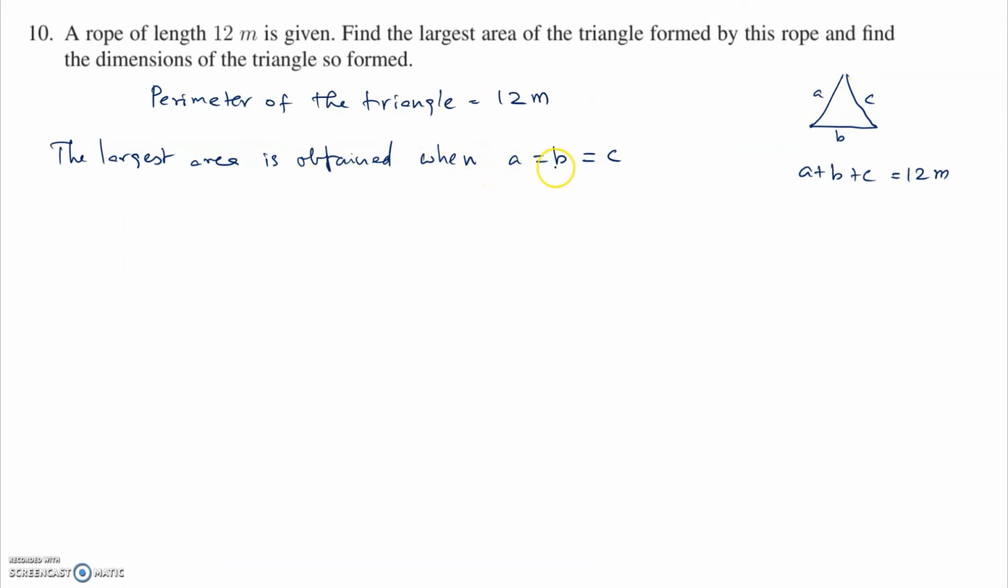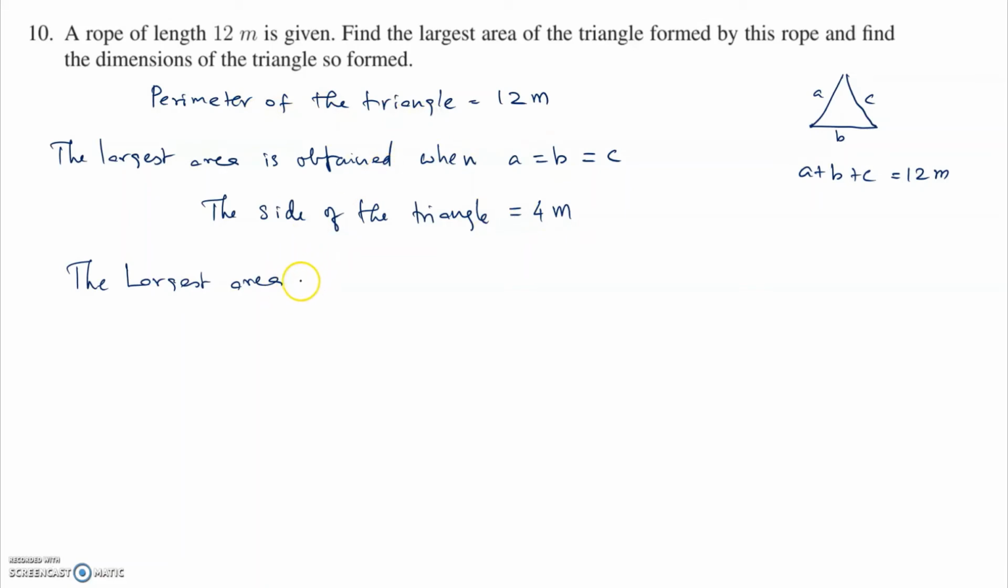So for A to be equal to B to be equal to C, we can see very clearly the side of the triangle will be equal to 4 meters. 12 divided by 3 will be 4. So we have the side of the triangle. Now we need to find the area of the triangle. The largest area, because the area using 4 meters as each side will give you the largest area of a triangle formed when the perimeter of the triangle is 12 meters.